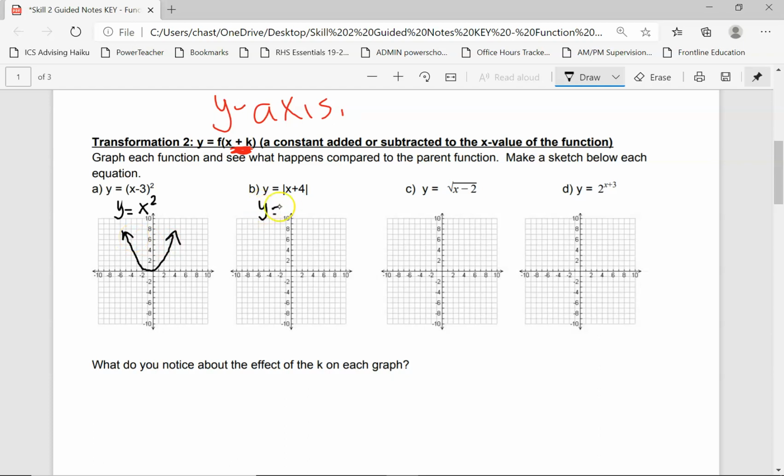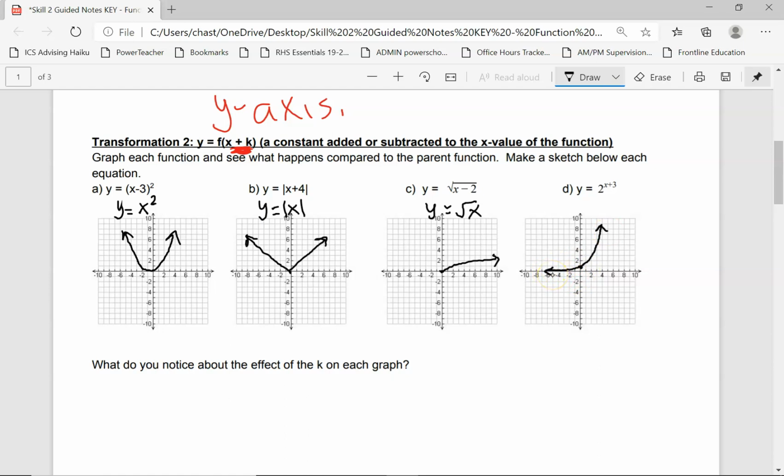This one, the parent function is y equals absolute value of x. Remember that has a point at the origin and looks like this. This one is y equals square root of x. So that's the graph. The parent looks, whoops, that's a little bit high for the parent function. Kind of goes a little more like this. And y equals 2 to the x plus 3. Remember, 2 to the x has the intercept at 1. And it goes up like that.